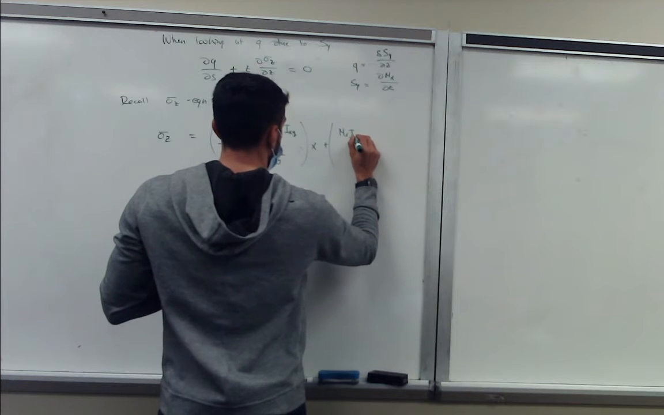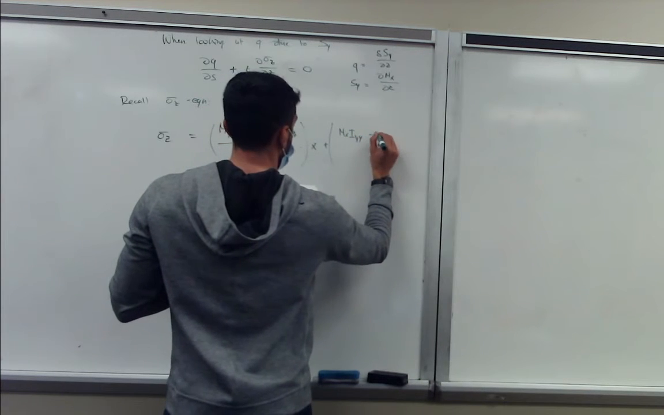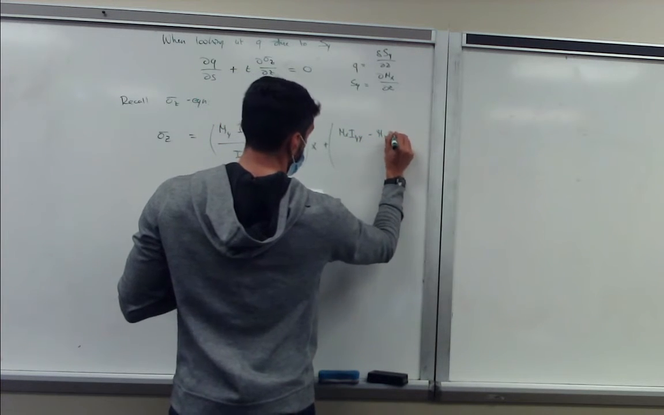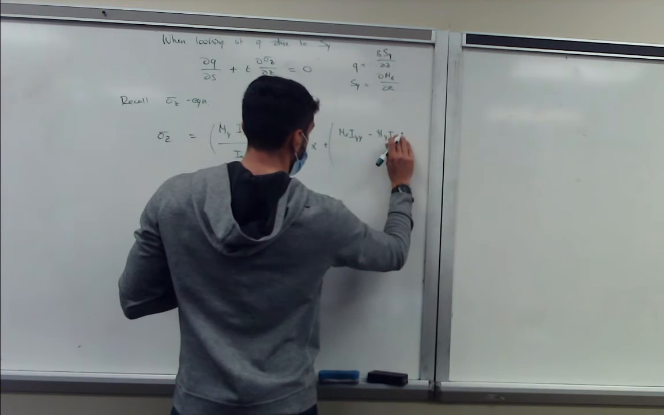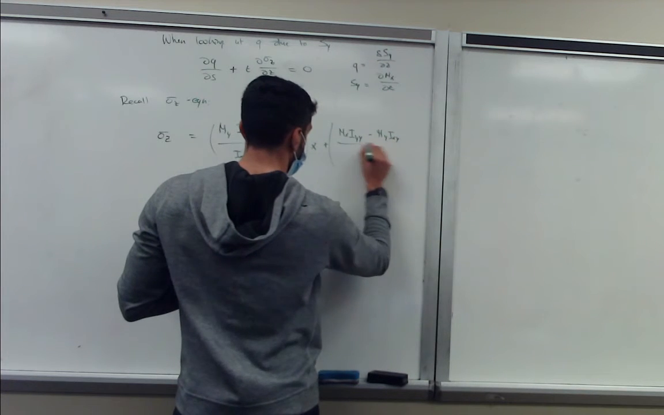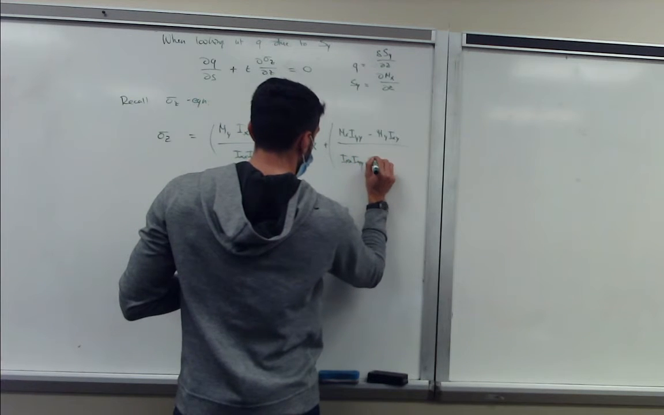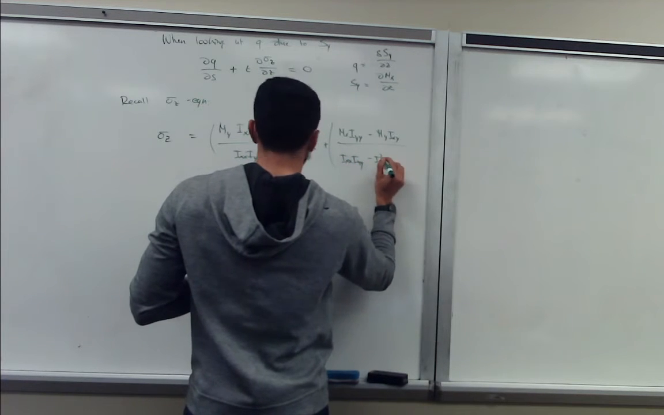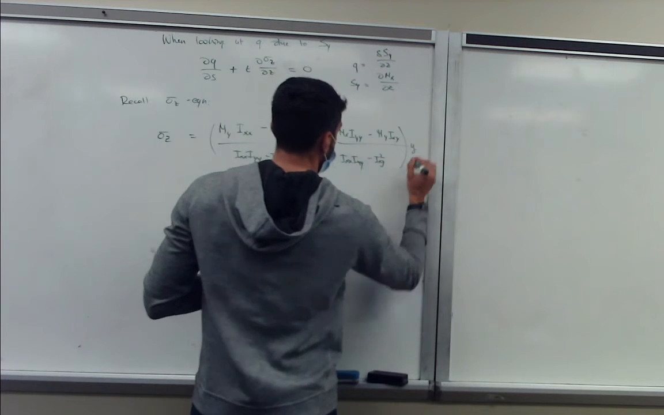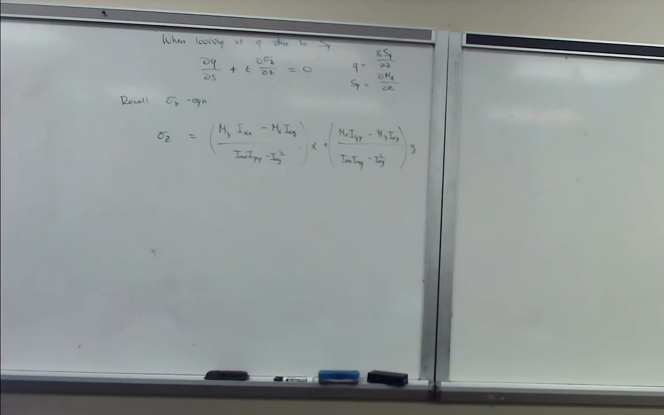Ixx Iyy minus Ixy, sorry, Ixx Iyy minus Ixy squared, multiplied by y. So this was our equation.